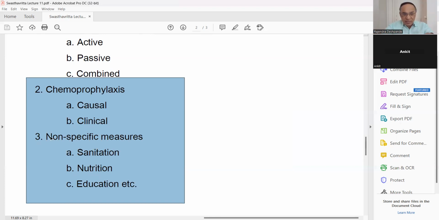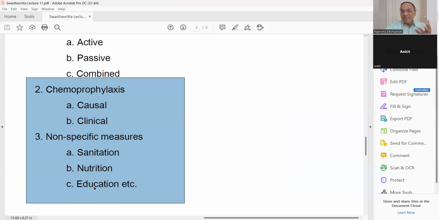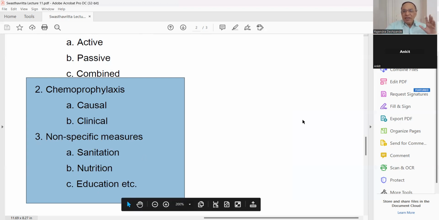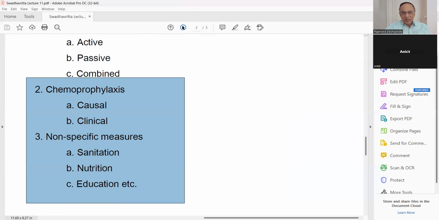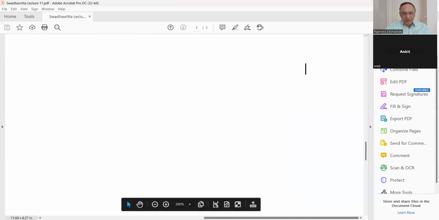That's why they are called non-specific measures. They are not dependent on any particular disease. They are for all diseases. Then education about the disease, how it can be spread, where mosquito nets and all these things. So this is a specific education according to the conditions that we must give. I think we must go to the next page. Of course, on the left side, I have to move.